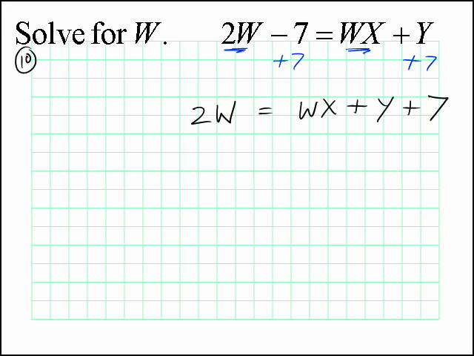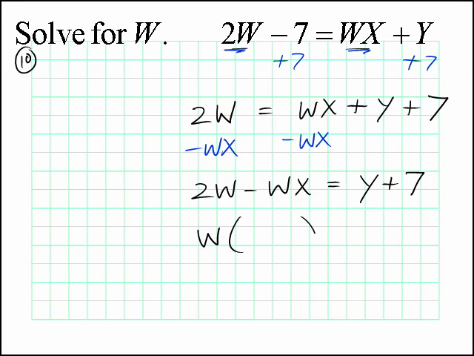Now I'd like all the w's on one side, and so I'm going to now subtract the term wx from both sides, which gives me 2w minus wx equals y plus 7. Now I can use the distributive property or factoring the w out. 2 minus x would be left in the parentheses, and that equals y plus 7. Notice that if I distribute the w back in, I would have what I had originally up here, 2w minus wx.